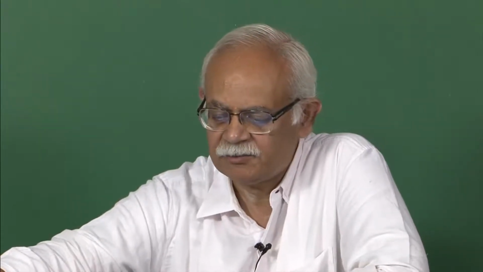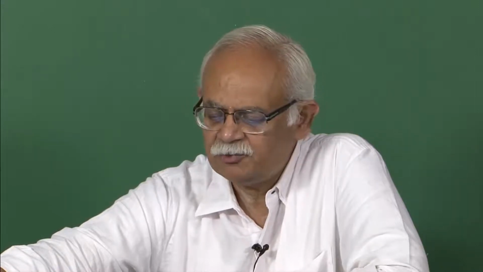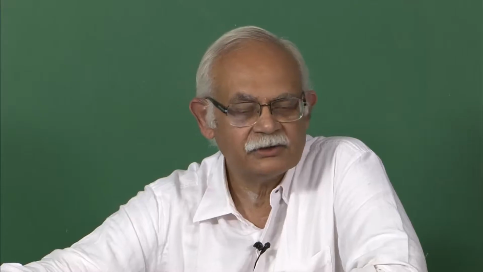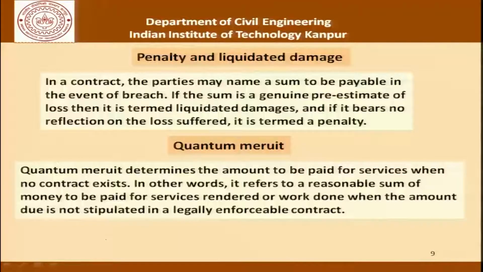Then coming to quantum meruit, it determines the amount to be paid for services when no contract exists. That is, in other words, it refers to a reasonable sum of money to be paid for services rendered or work done when the amount due is not stipulated in a legally enforceable contract. In fact, some of these terms, if you look up the internet, the Wikipedia, or whatever it is, you will be able to find out enough information describing the terms, and that is exactly what I have done in fact, and also of course consulted a couple of legal books.